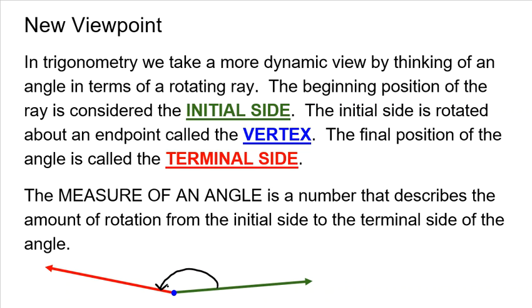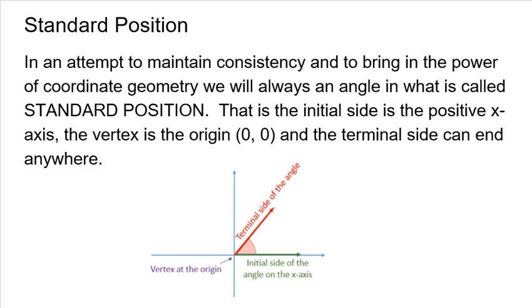The measure of an angle is a number that describes the amount of rotation from the initial side to the terminal side. So there are actually 4 things going on in this picture. We have the initial side in green, rotating about a vertex in blue, and where we decide to stop that rotation is the red terminal side. The measure of that angle is simply a number, and that number could be degrees or radians, as we've learned. But that number is really about measuring the rotation of the initial side to the terminal side.